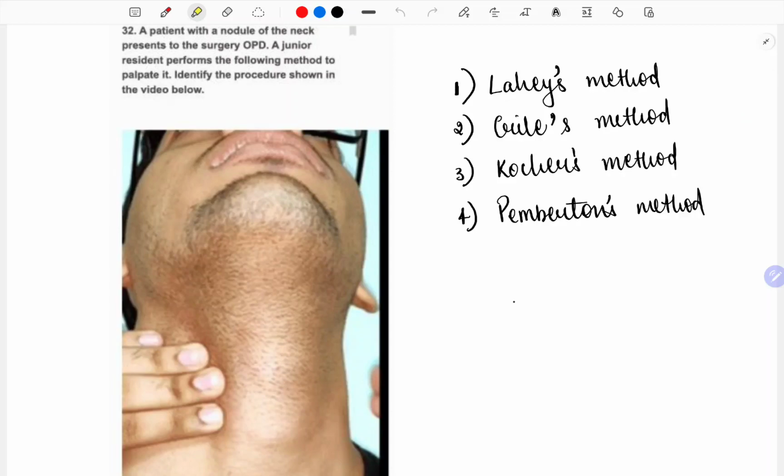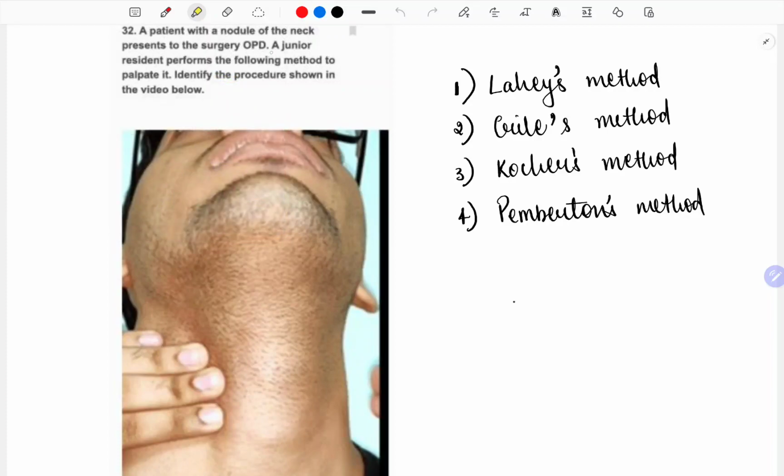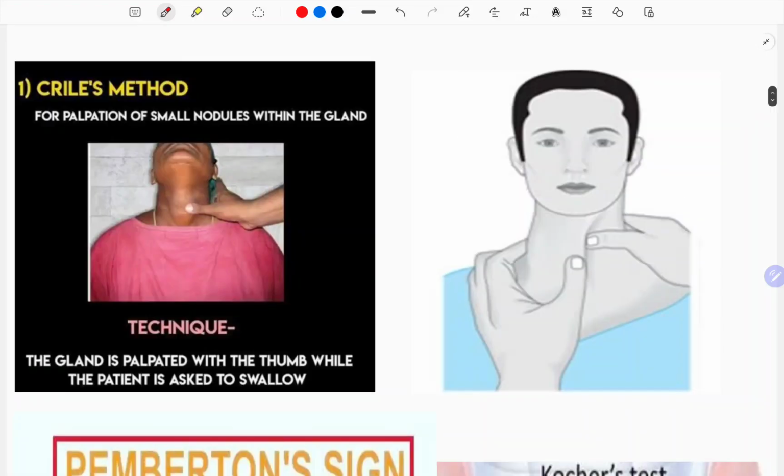So the first question is, a patient with a nodule or lump in the neck presents to the surgery OPD. A junior resident performs the following method to palpate it. Identify the procedure shown below. See, this is the Lahey's method. Here the doctor is going to push the thyroid gland from one side and palpate it from the other side. Now let's also see the images of the other methods that have been given in the options.